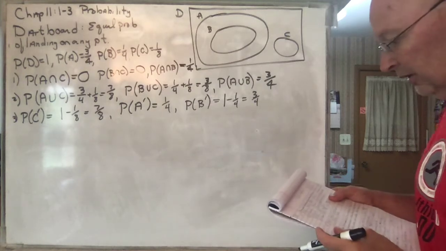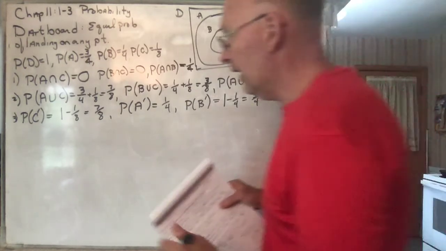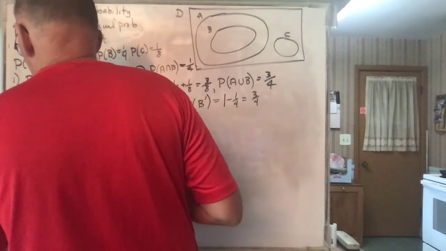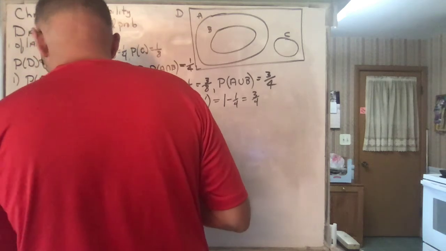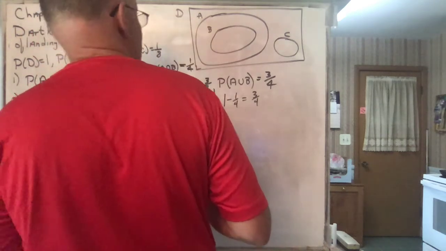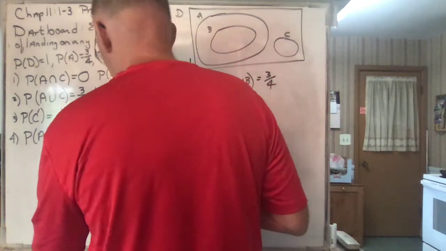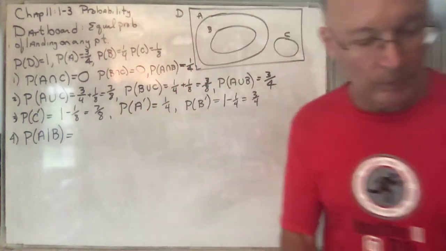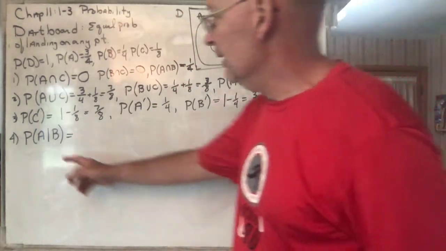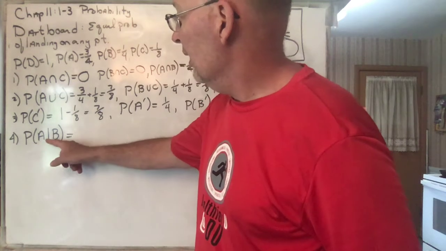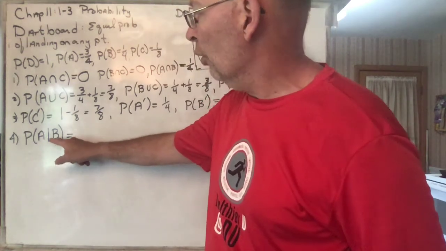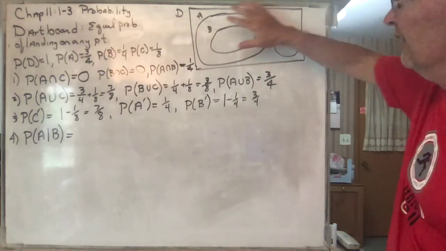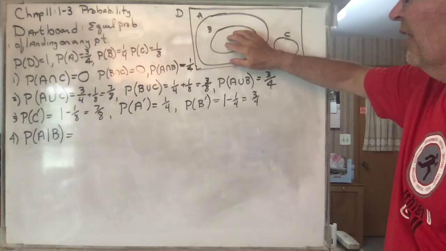Good. Okay, now that was all review. Here's the new idea. What's the probability that you are in A given that you already know that you're in B? Okay, what's the probability that you're in A given the fact that you already know you're in B?